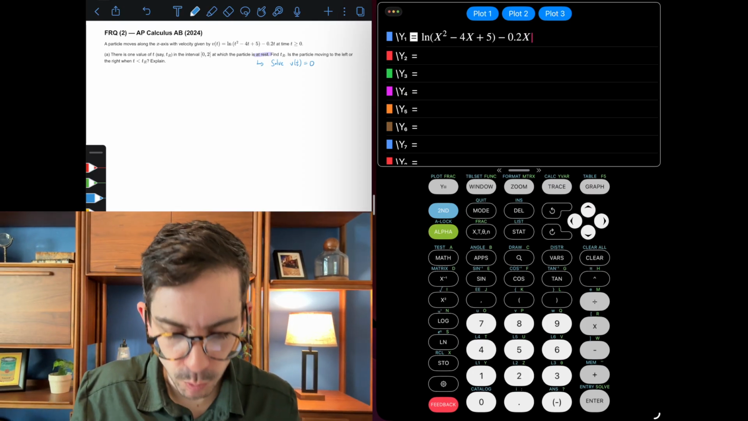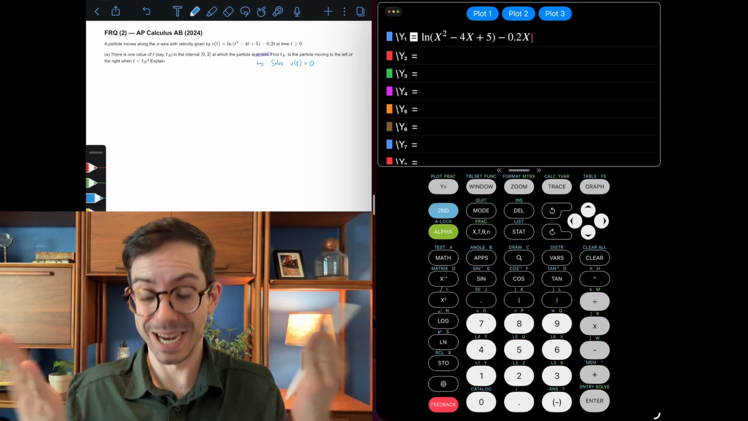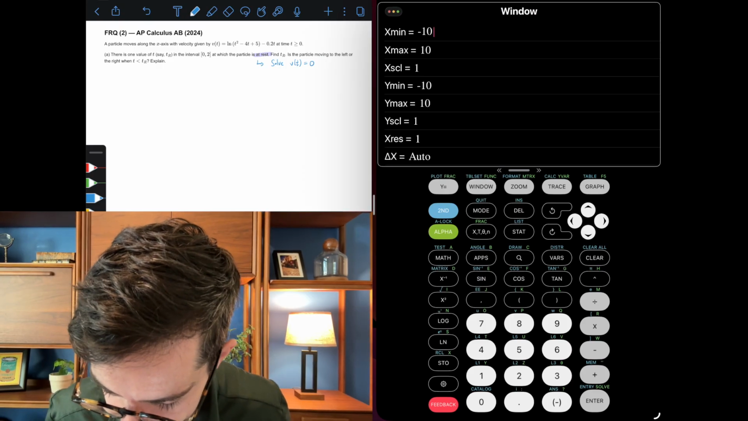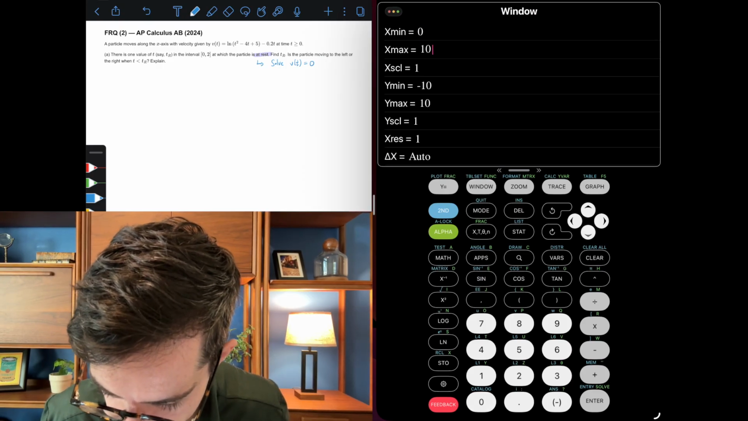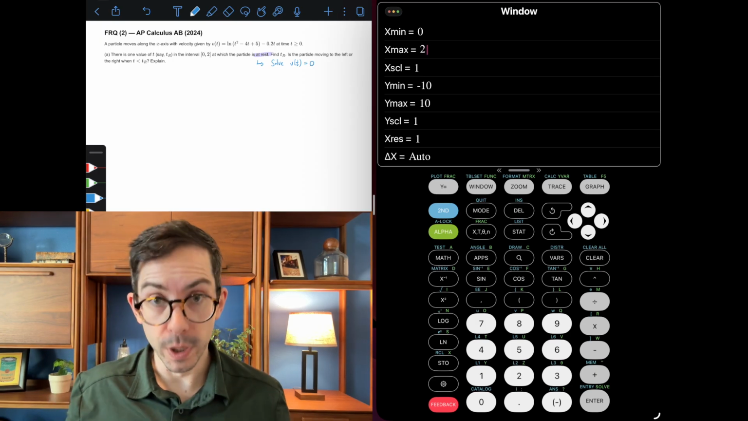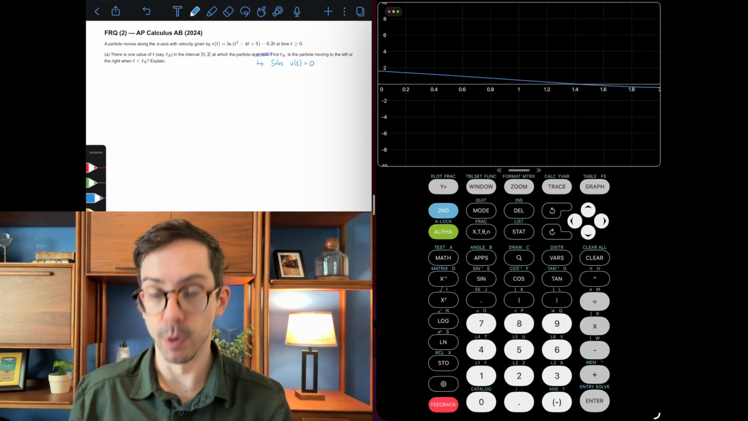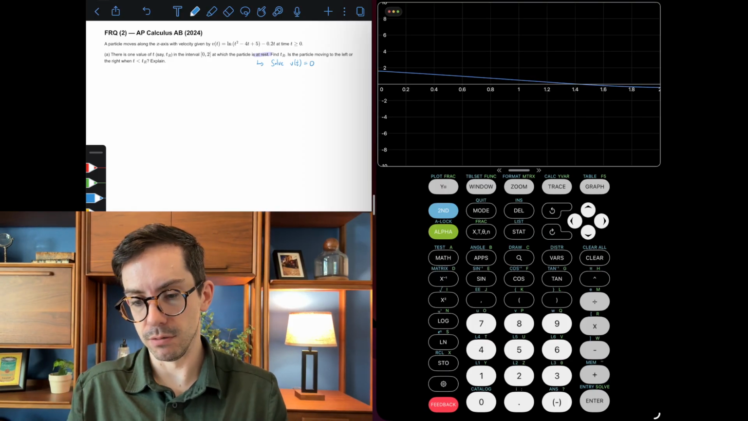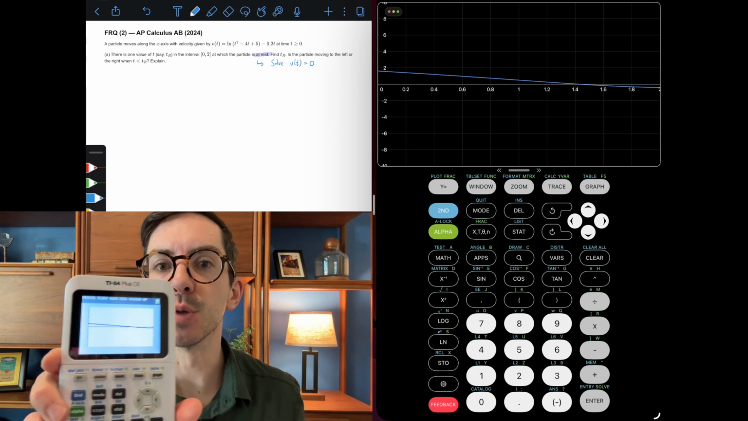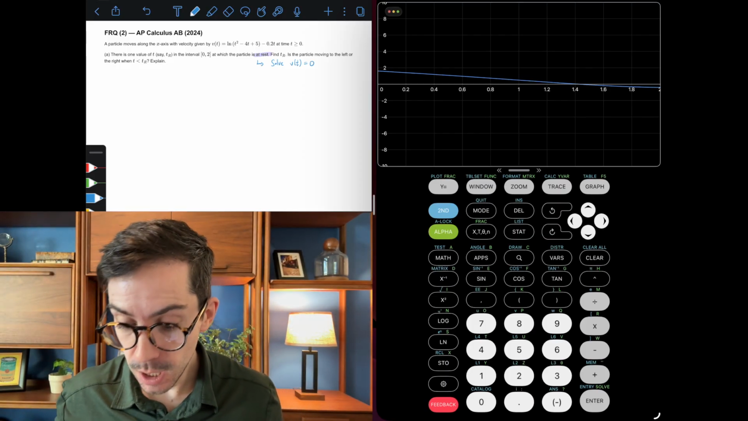Now notice we want t to be between 0 and 2, so I may as well restrict my window so I don't accidentally get distracted. So I'll change my x min to be 0 and my x max to be 2 under the window, and now I can just hit graph and see what is going on. If I do this on my physical calculator, you can see this is what I get. This is probably what you'll get too if you're working with a TI-84.